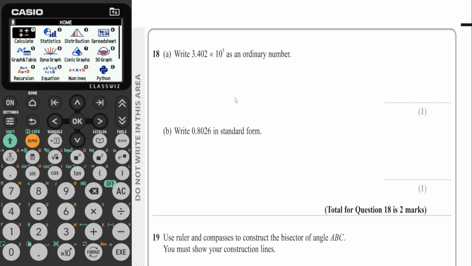Question number 18. Part A. Write 3.402 times 10 to the 5 as an ordinary number. So we've got this 3.402, and what I have to do is move the decimal place 1, 2, 3, 4, 5 to the right. And then we fill these up with zeros, and what we'd be left with then is 340200.